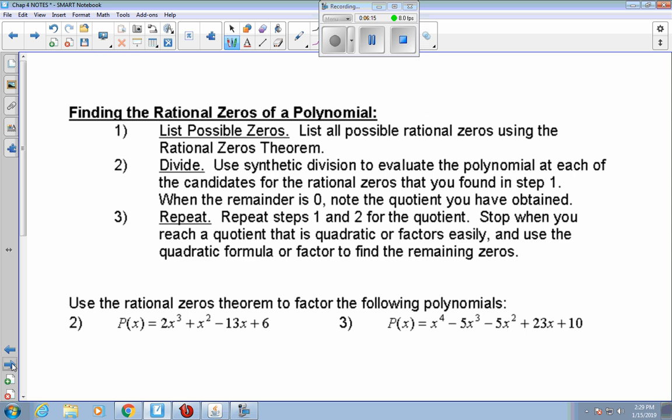All right, here are the steps that you follow. Finding the rational zeros of a polynomial: list the possible zeros, divide by synthetic division, and then repeat. So you repeat steps 1 and 2 for the quotient. Stop when you reach a quotient that is a quadratic or factors easily. Then use the quadratic formula or factor to find the remaining zeros, like I already stated.